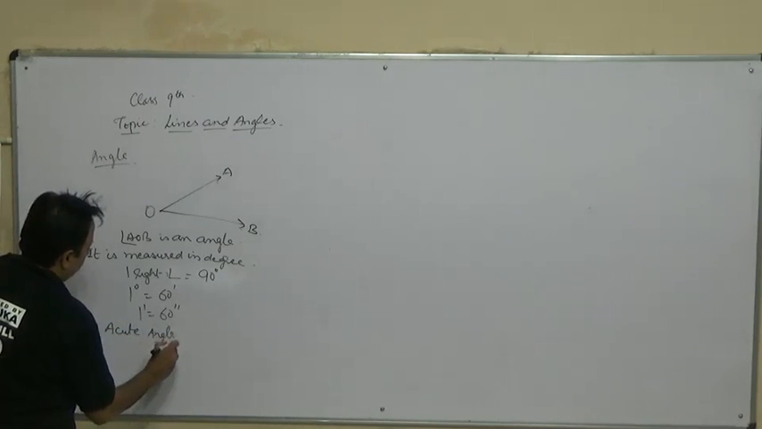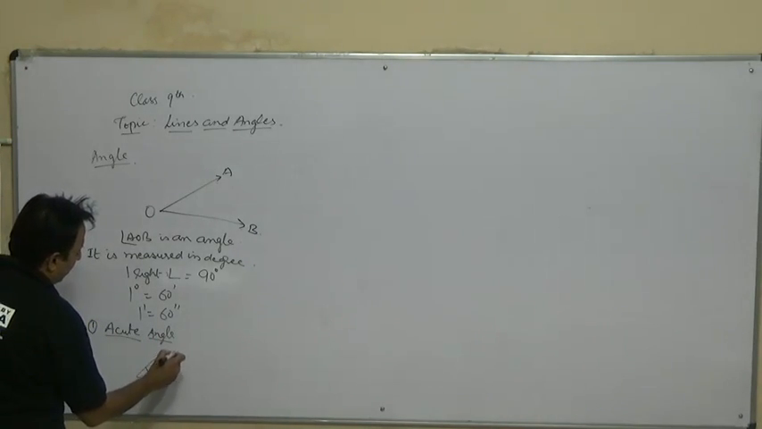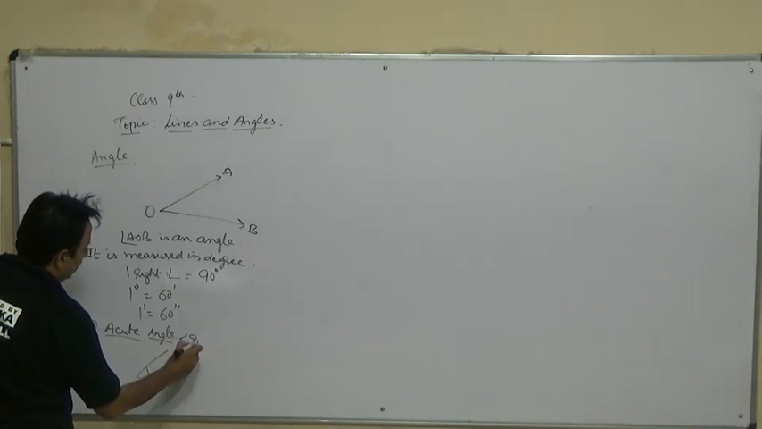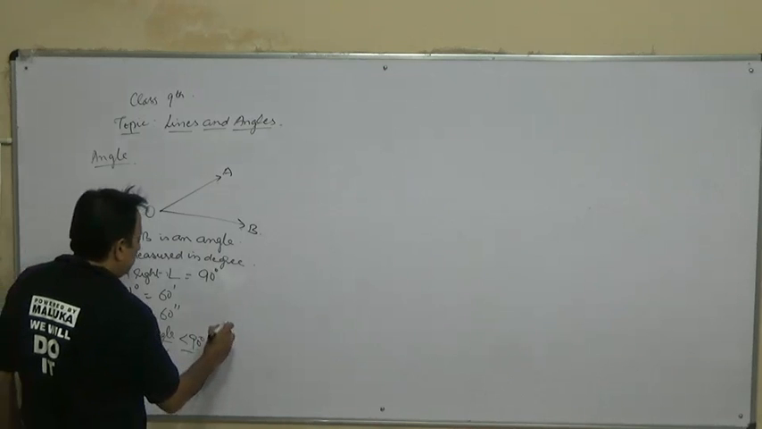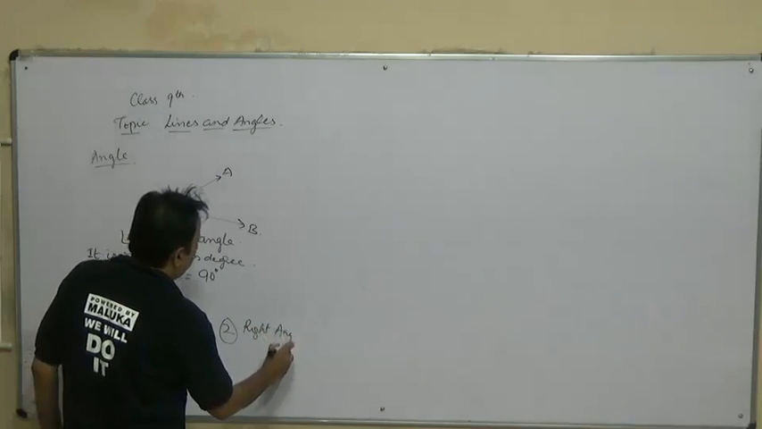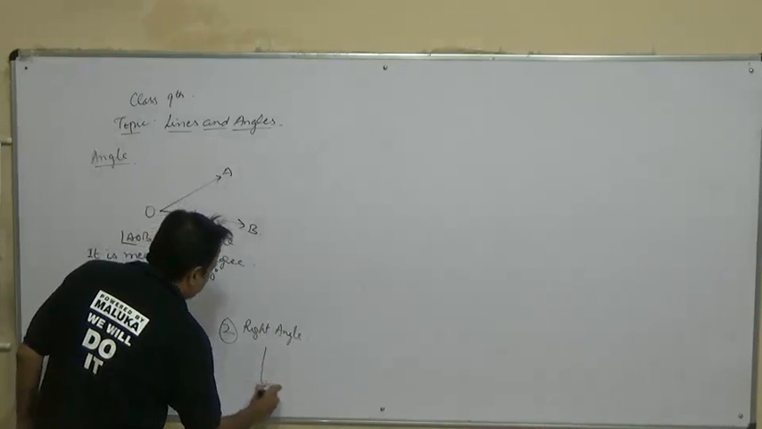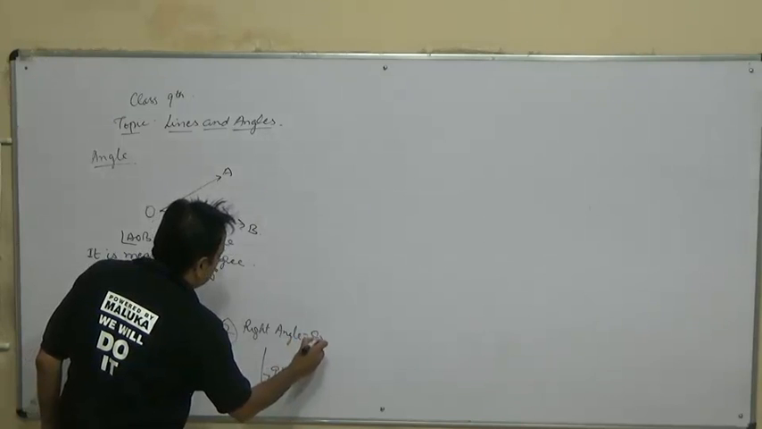So how we define the acute angle is that angle which is less than 90. Angle less than 90 degree is acute angle. Second is right angle. So how we define the right angle? An angle which is equal to 90 degree is a right angle.